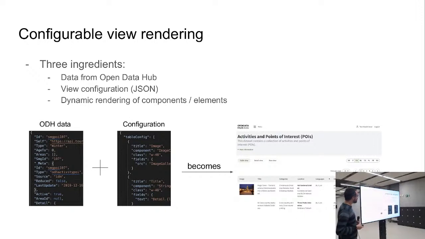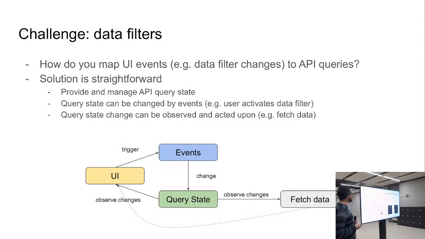So this was one of the challenges and the solution for it. Another challenge was how do we integrate data filters? And the question is, if the UI changes, how do we map this to API queries? So, for example, a user wants to activate a filter. Now there must be some data fetching from the endpoint with the information that this filter is activated. Now, how do you come from the event to the action that data is fetched?